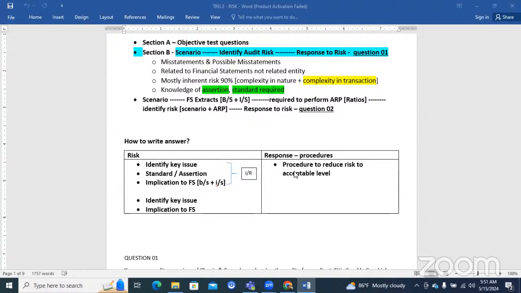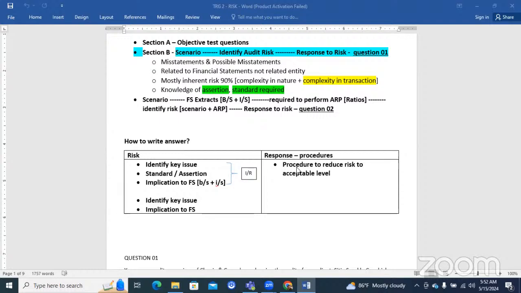All those procedures we perform, we call planning stage procedures. In the performance stage also, we perform certain procedures. Those procedures we call substantive procedures. So substantive procedures we divide into 2. One is substantive analytical procedures, the other is test of details. And in the performance stage, we perform test of control. Test of control is also procedures, right? How to test controls, that is also a procedure.